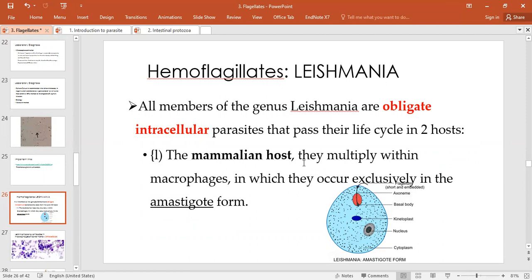So in the mammalian host, they multiply within macrophages, in which they occur exclusively in the amastigote form. So Leishmania has two forms. The amastigote form, an image of which is here. You see it right in here. It's oval or ovoid. It has an axoneme, a basal body, kinetoplast, and nucleus. It's very clear. Here is the amastigote form.